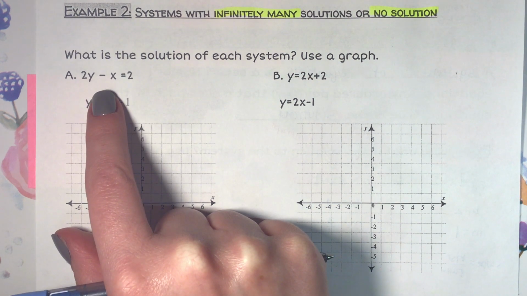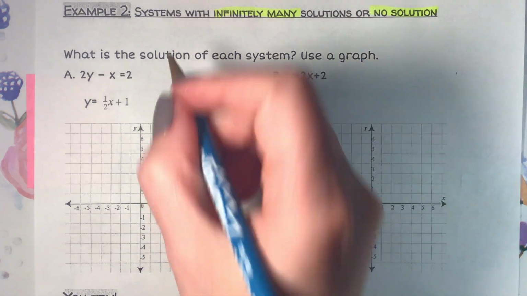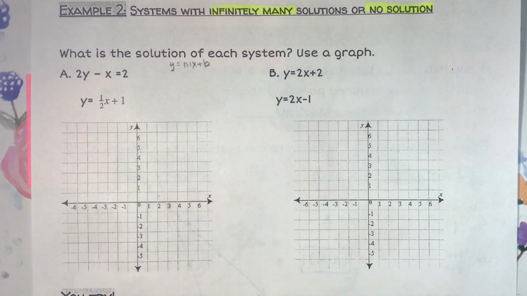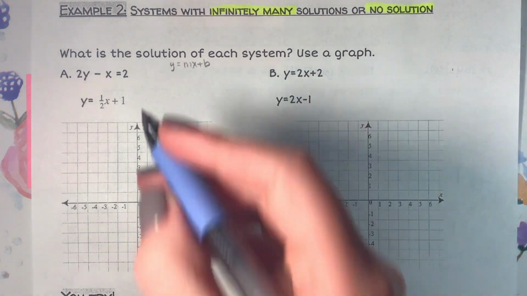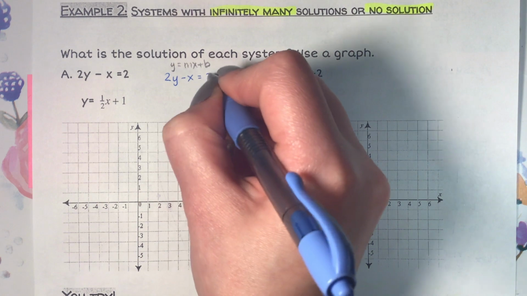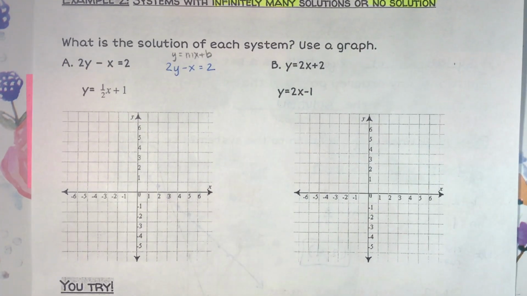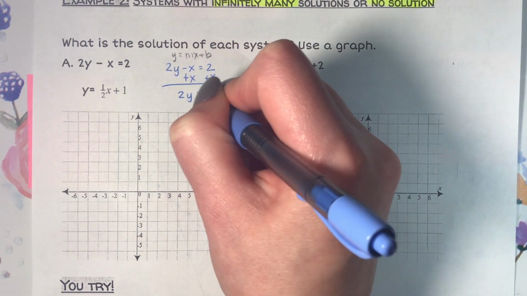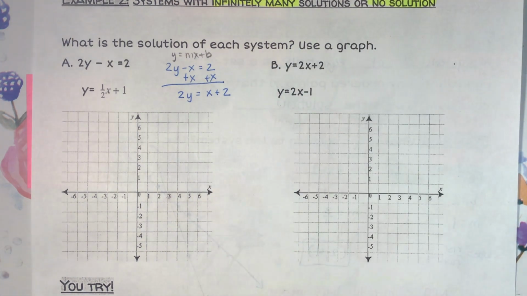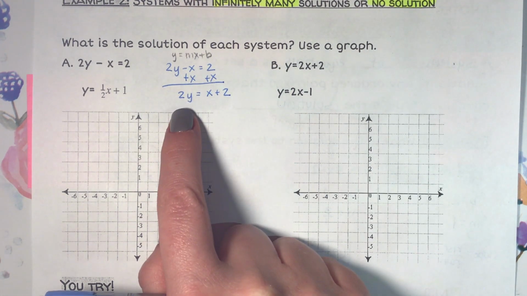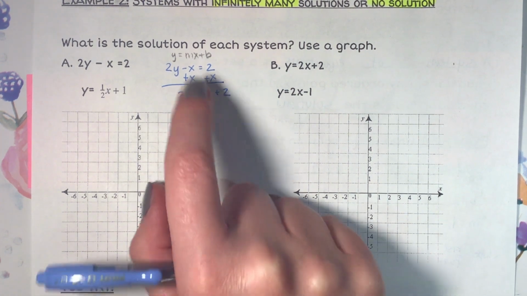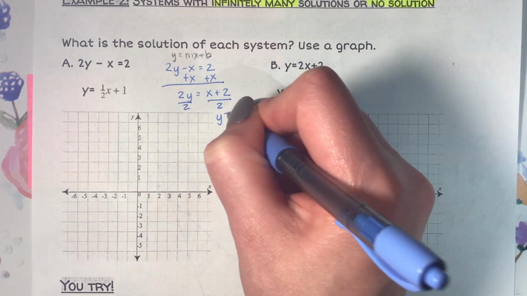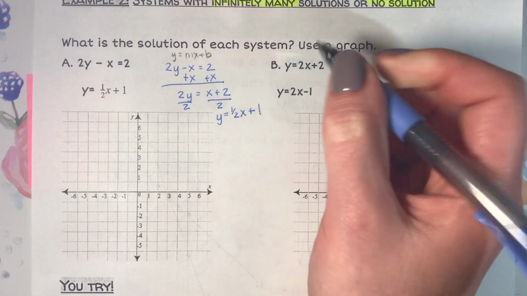This first equation is not in slope-intercept form for me. I need it to be in the form y equals mx plus b. So I need to solve for y in order to get it into the right order for me. So I've got 2y minus x is equal to 2. I'm going to start solving by isolating the y. So first I'm going to add x to both sides. That gets me 2y is equal to x plus 2. I want to get rid of this 2 in front of the y because I'm trying to make this equation down here match my formula up here. So I'm going to divide by 2, and that gets me y is equal to 1/2 x plus 1.